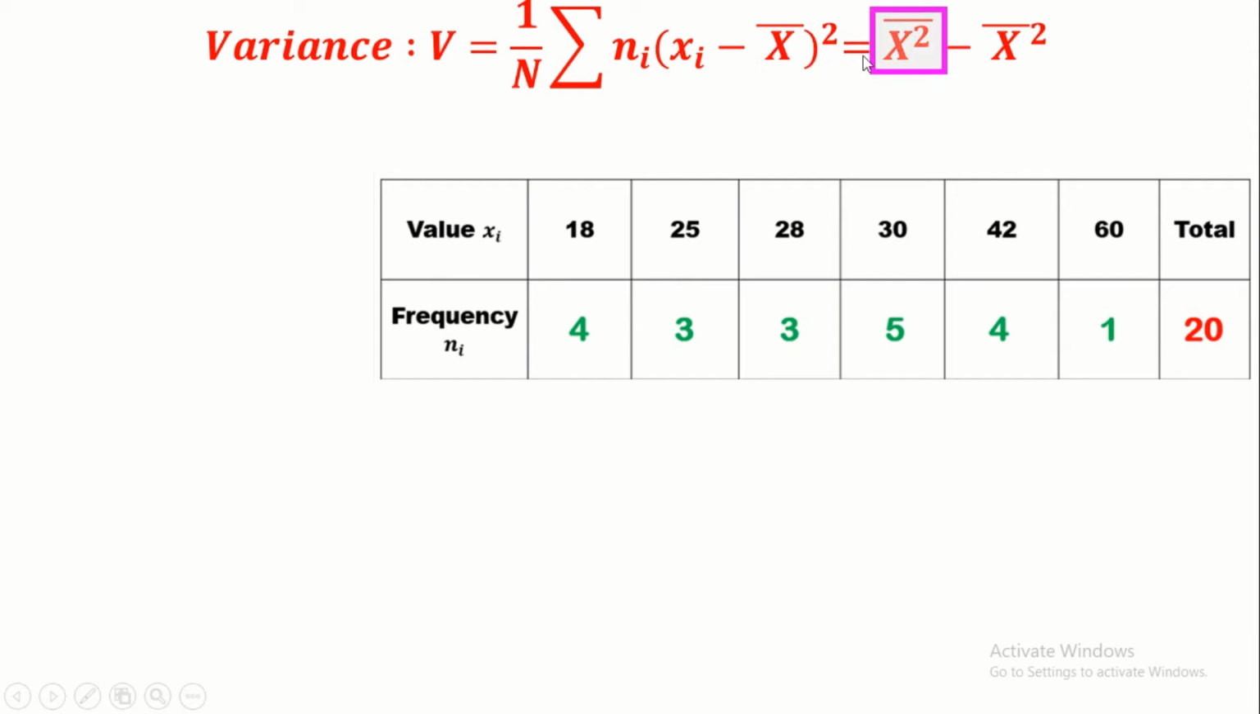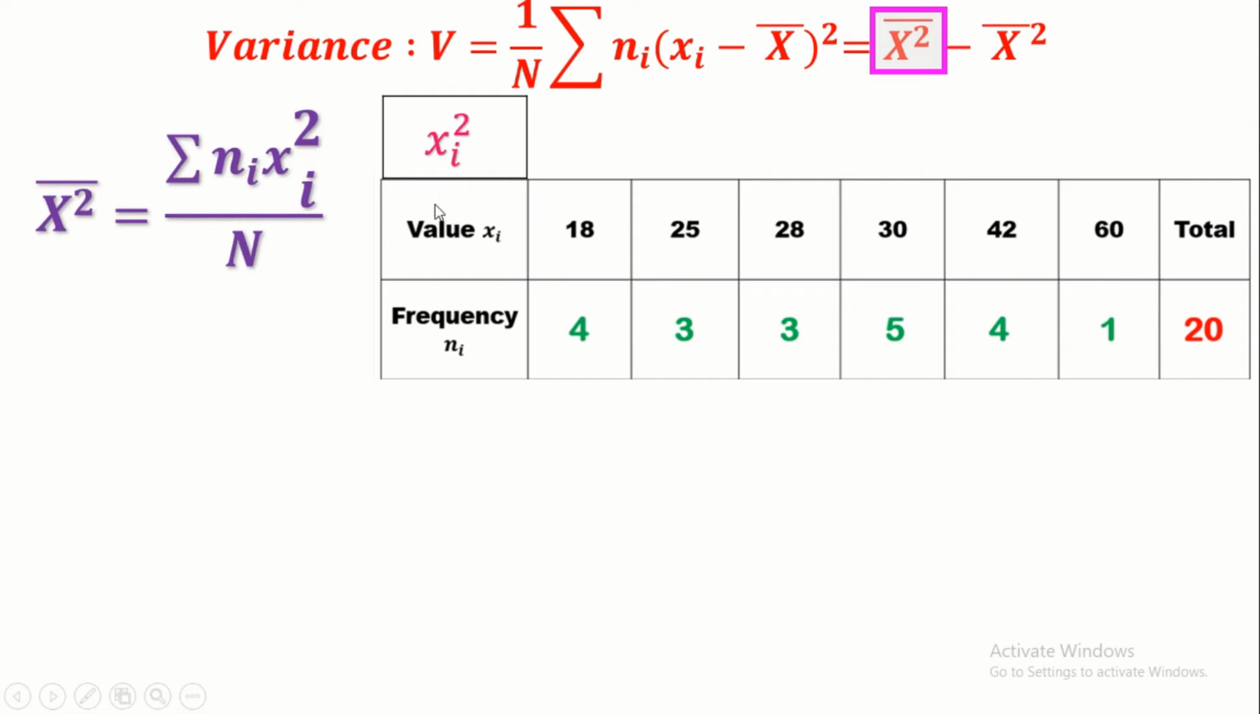Here we can write it, it's easier, x squared bar minus x bar all squared. Well, x squared bar is the mean or average for x squares. We can write it as 1 over n summation ni times xi squared. We have the values xi, we can just find xi squared and then multiply them by the frequencies ni. So here 18 squared times 4 plus 25 squared times 3 plus 28 squared times 3 plus 30 squared times 5 plus 42 squared times 4 plus 60 squared times 1.